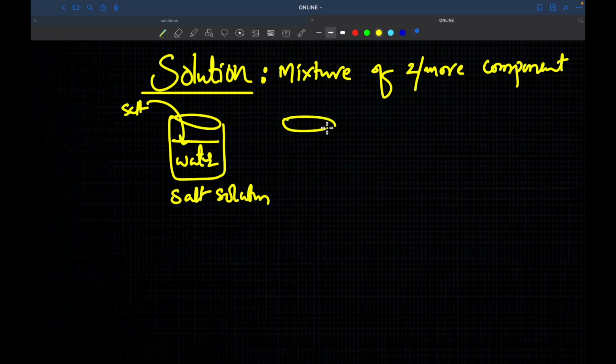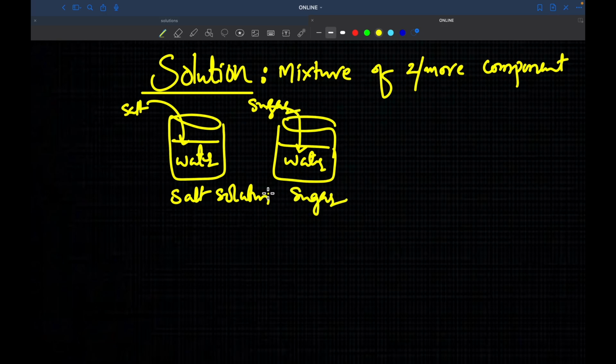Right? The same experiment, if done with sugar. I have taken water here and in which I place some sugar. What do we get here? The sugar solution is obtained. So the mixture of salt and water, the mixture of sugar and water, is called a solution.